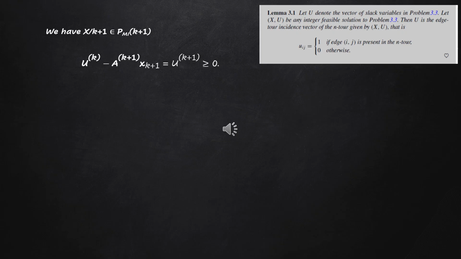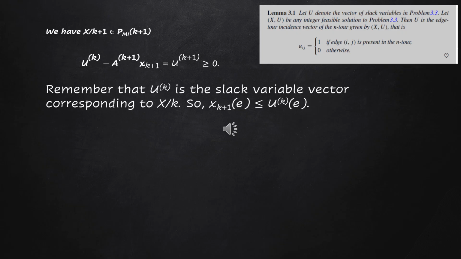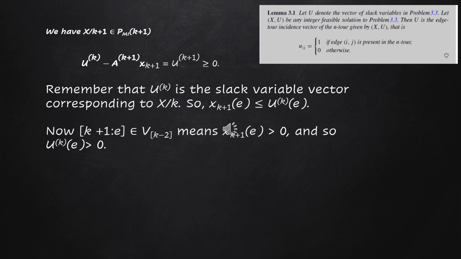Remember that U^k is the slack variable vector corresponding to X given k. So, x_{k+1}(E) is less than or equal to U^k(E). Now, x_{k+1}(E) is positive, and so U^k(E) is positive as well.